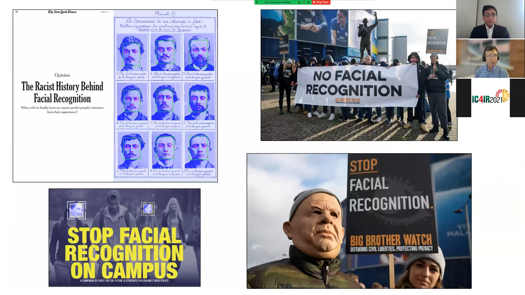So here are just a few examples. On the top left here, a piece in the New York Times not too long ago talking about the racist history behind facial recognition. And then you see other pictures here from demonstrations that are basically anti-face recognition technology, and something down on the left about stopping face recognition use on college campuses. And these are just a very small sample of a few things.